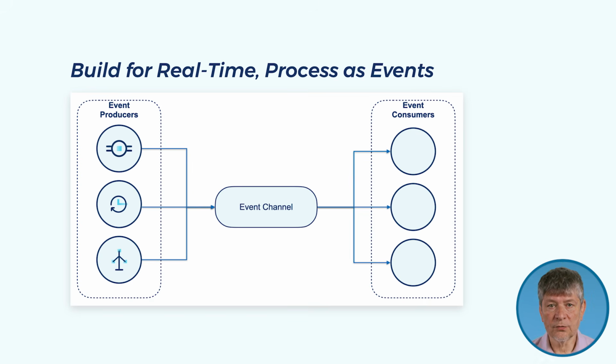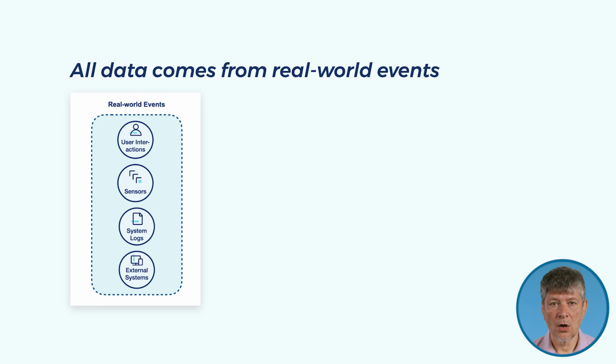What do we mean by data generation? We are not talking about creating synthetic or fake data for testing purposes. Instead, we're focusing on how real-world events like customer interactions, sensor readings, and system logs naturally create data as they happen. This is the first phase of the data engineering lifecycle, where data originates from actual business operations and user activities. All data comes from real-world events happening right now.